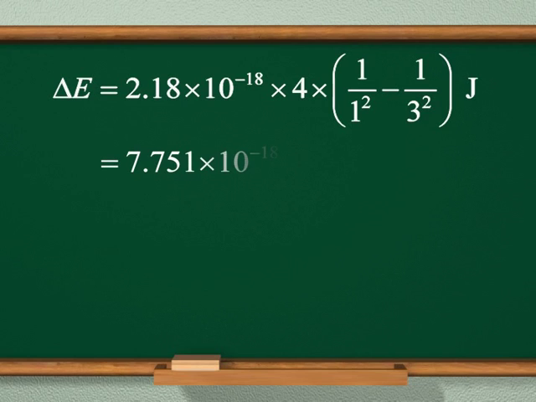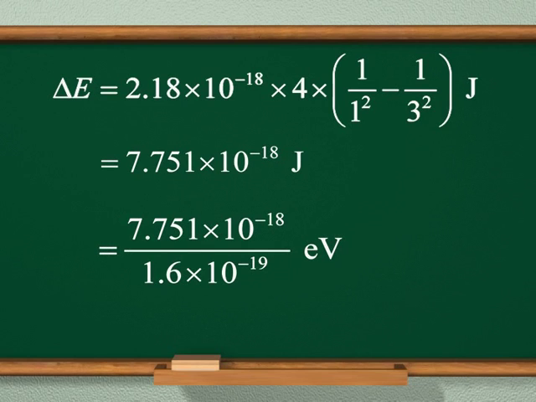This is 7.751 into 10 to the power minus 18 joule, or 48.44 electron volts. Let us now calculate the ionization energy of ground state of lithium atom.